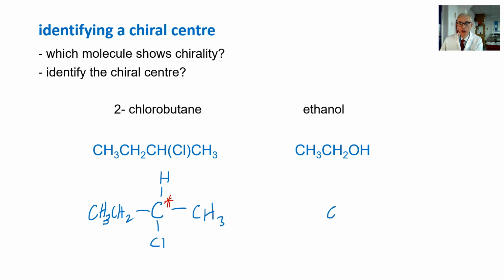Whereas ethanol, CH3, bear with me, if I draw that structure out, you can see there isn't a carbon with 4 different groups attached. So chlorobutane is going to show chirality, and the chiral center will be as I have placed the asterisk.